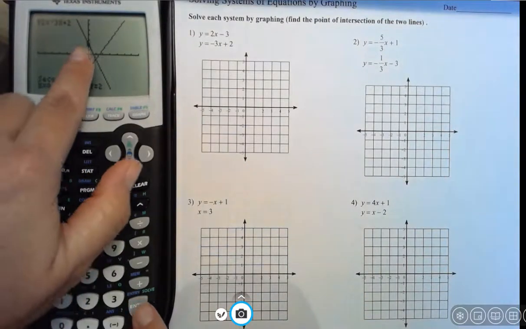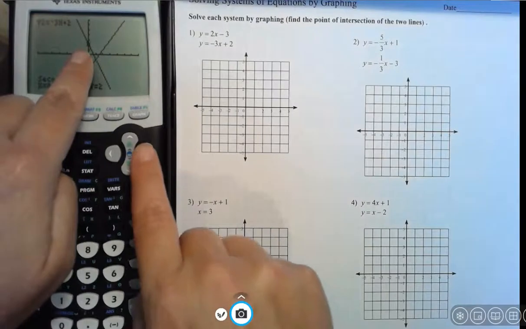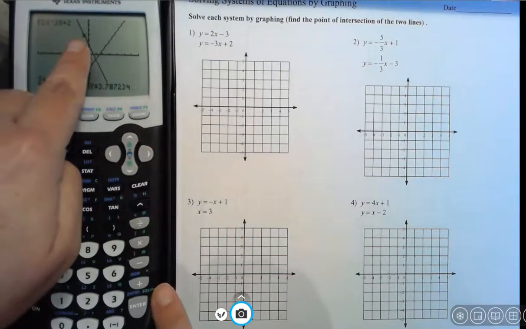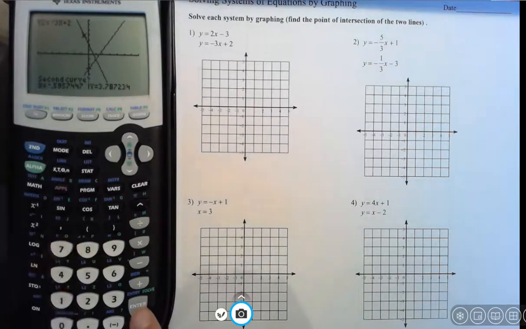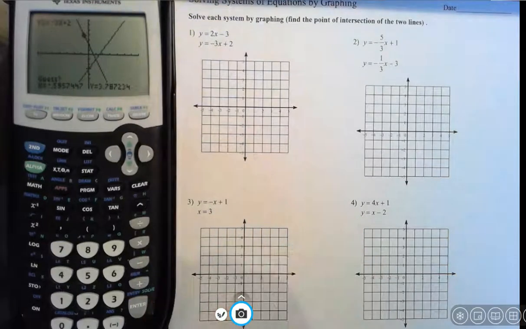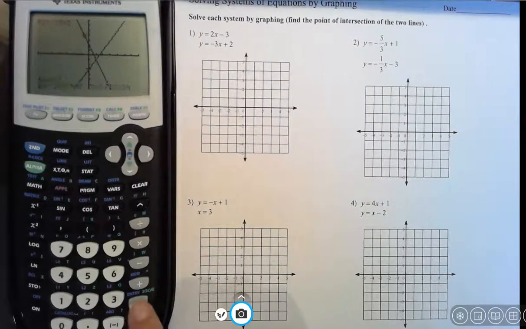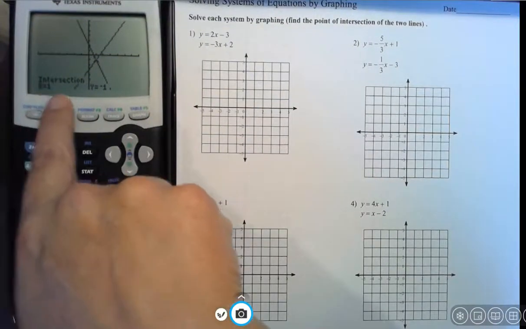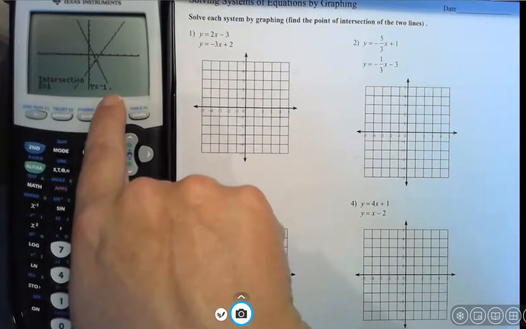Second curve, notice that it's blinking up here. Maybe you can't see it very well. I can move it over so you can see it a little bit better. But it's saying, hey, you want this to be the second curve? And you say yes. And it says guess. You don't need to. In fact, I always just skip this altogether. I just click on enter, and it tells me that it intersects at 1 and -1.